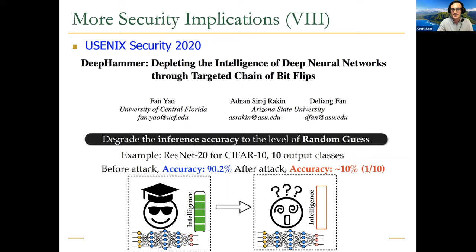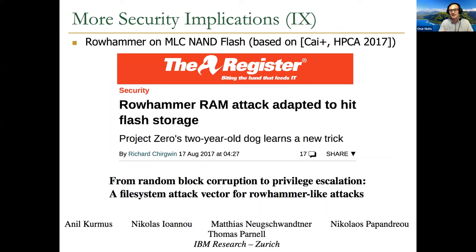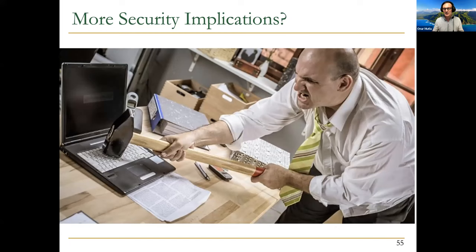And I'm going to skip this, but people also explored doing RowHammer in flash memory as well. This is a paper from IBM Research, Zurich, as you can see. Okay, so there could be more security implications, and you'll see that actually there are more papers coming up on this topic.